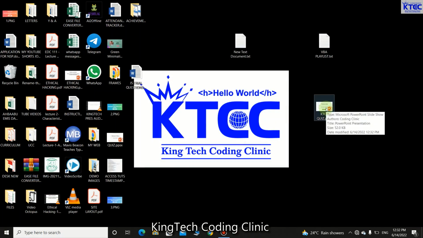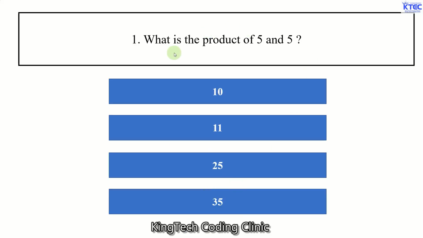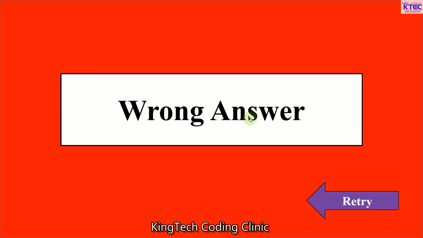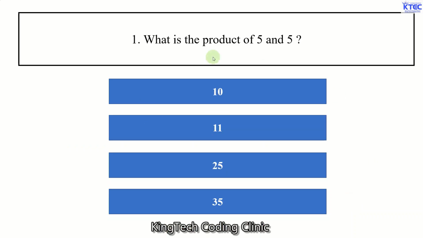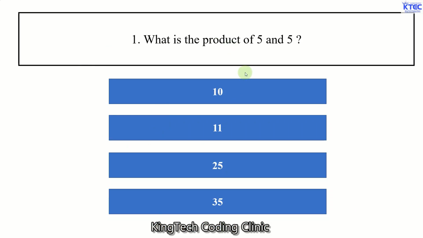Once we launch it, let's see what's going to happen. We have this now, it says welcome to quiz, try to answer all questions, start quiz. Click on this. The first question says what is the product of 5 and 5? Let's choose the wrong answer. It says wrong answer, retry. So you go back to the same question again. Let me choose another wrong answer. It says wrong answer, retry. So let me choose the correct answer now.